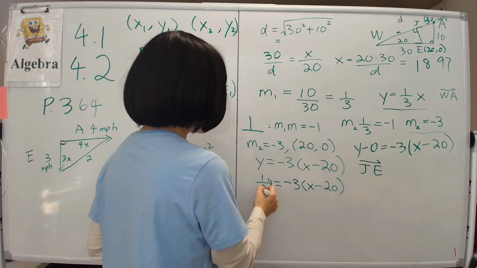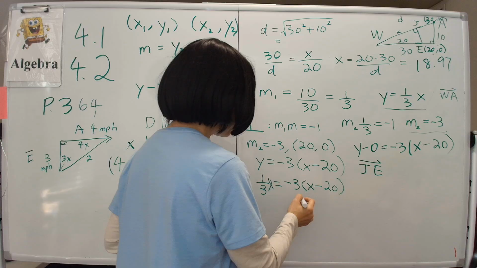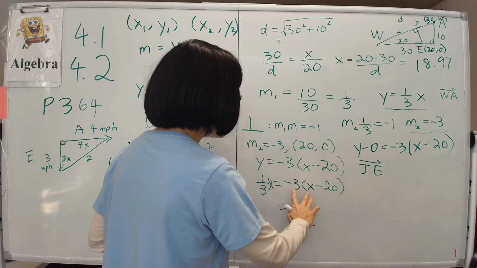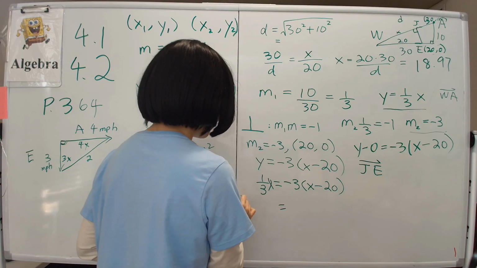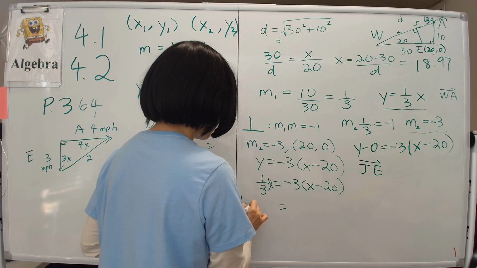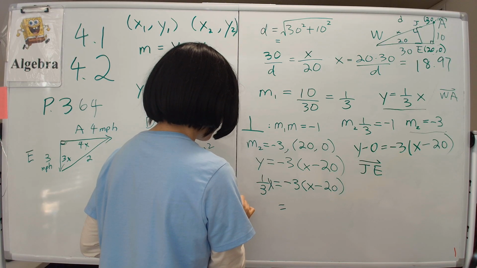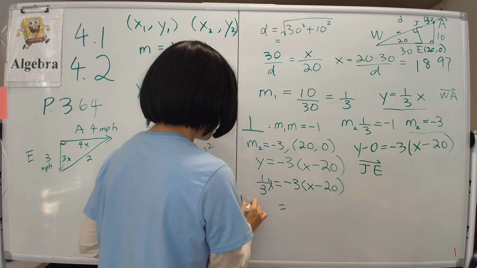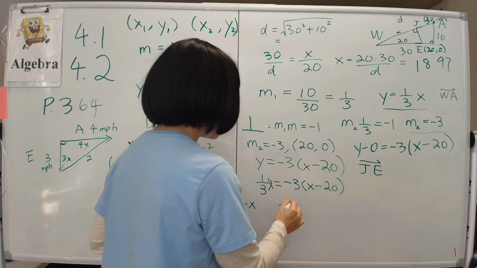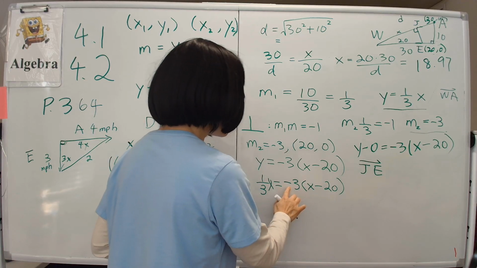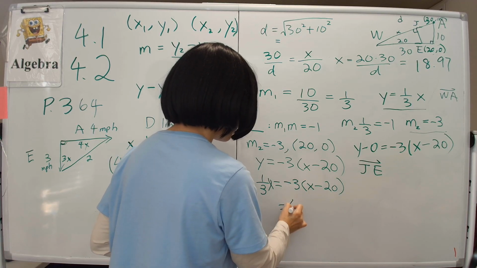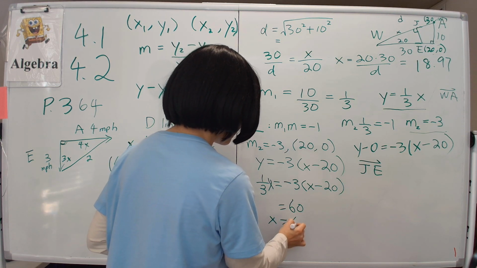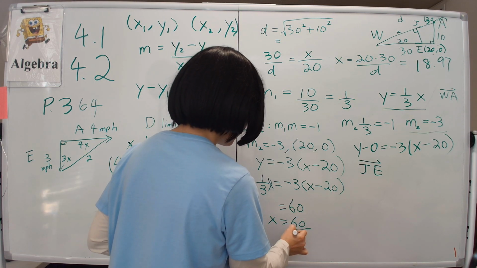All right, so now we're going to solve this equation. We'll move the 3x to this side, so it's 1/3 minus 3, which is minus 3 1/3 x, and move the x over here. And over here is minus 3 times minus 20, that becomes positive 60. So x will be equal to 60 divided by 3 1/3.